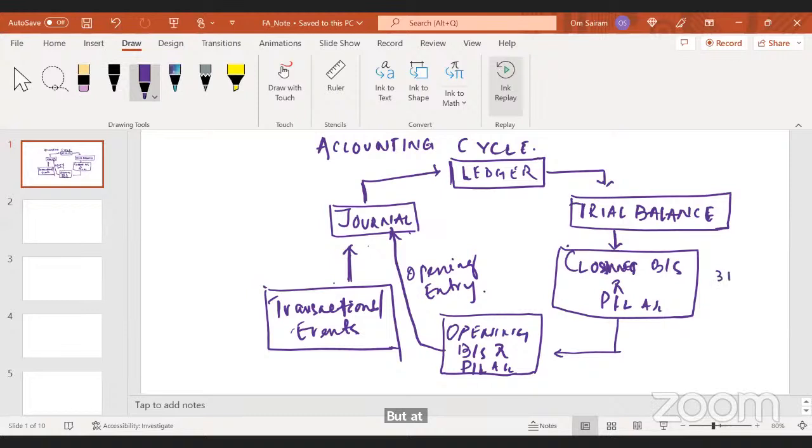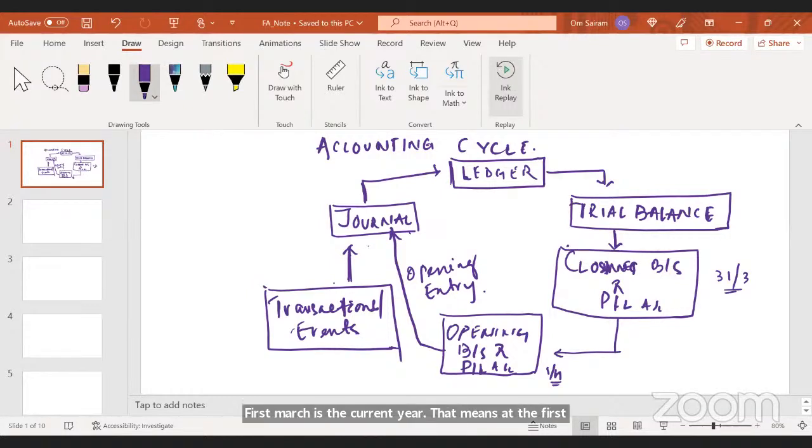Let's say this is the date 31st March, and here it will be the date 1st April. So 1st April is the next year and 31st March is the current year. That means 31st March is the closing day of the current financial year. The balances available on 31st March will be carried forward to the next period, that means 1st April of the financial year. So on that day, we have to pass the journal entry, that means the opening entry.